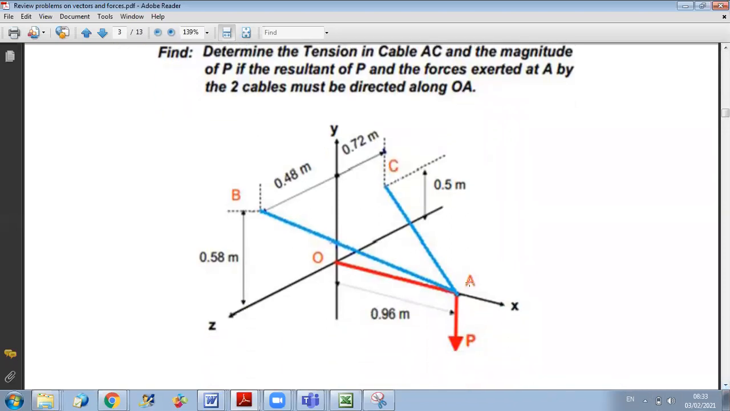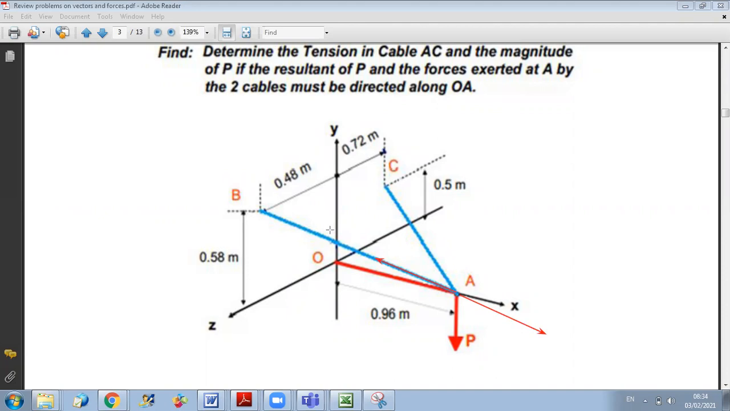We have a point A subjected to several forces. You have a vertical downward force P. You have a tension in cable AB. And as I mentioned before, whenever you have a cable, the cable is always in tension. Okay? So if my cable is in tension, then how A will act on it? A will act on it downward. And by action reaction, the cable will act on A upward.